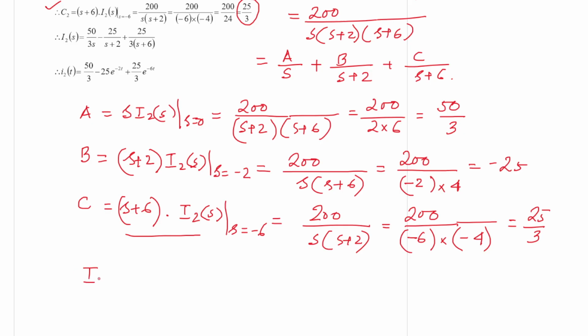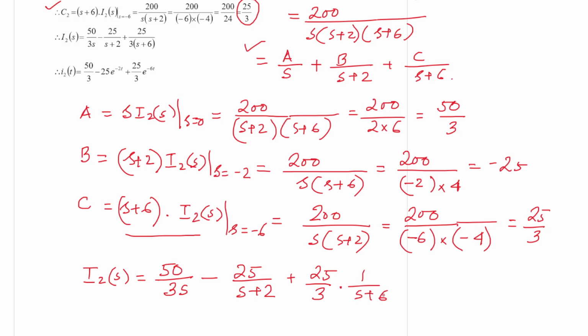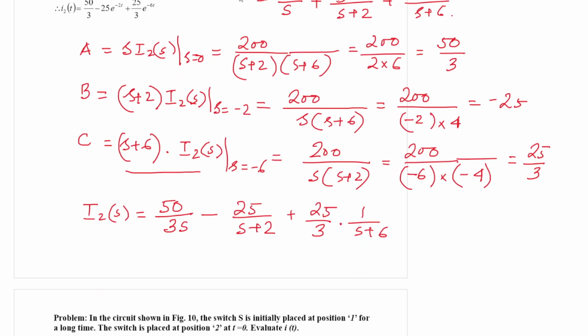So with that we have I(s) equal to 50 by 3s minus 25 by s plus 2, and then the final expression, 25 by 3 into 1 by s plus 6. From this we can directly write the inverse Laplace transform, the inverse Laplace transform on this equation, to write I(t).